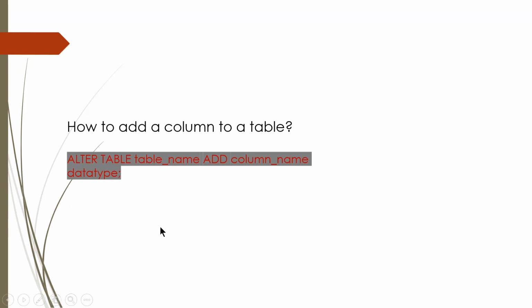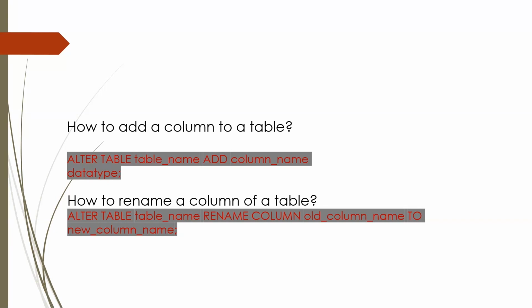How to add a column to a table? We can do this by altering the structure of the table, that is, using the alter table statement in combination with add. The syntax can be alter table name, then add column name, and then its data type.